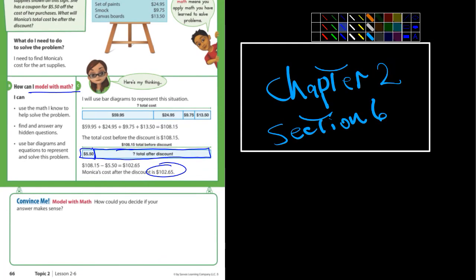How could you decide after you figured out it's $102.65, Mr. Delgado, what could you do to see if it makes sense? Just a quick way to check it. Any idea? No idea? 20 points. Miss Guerin, what do you think? What's a quick way you could just check to see if it kind of makes sense? Add up the 5.50 and 102 points.